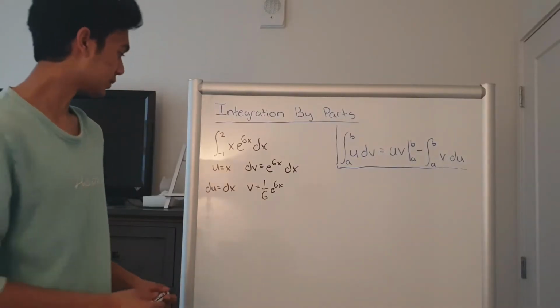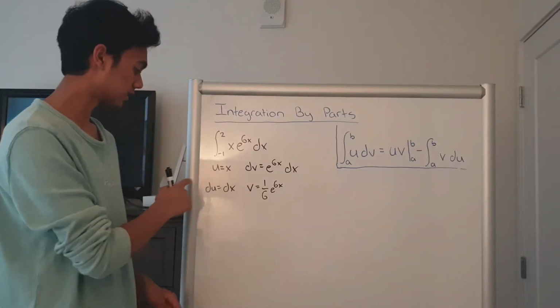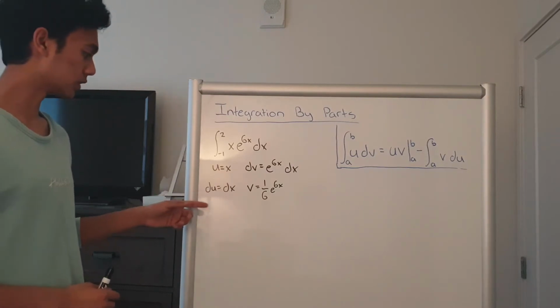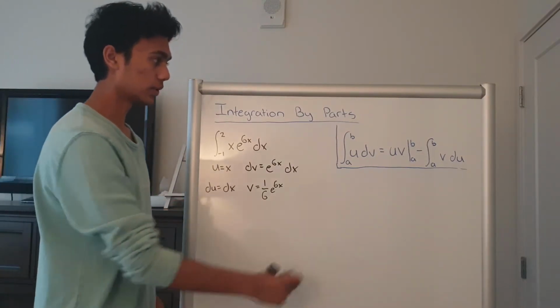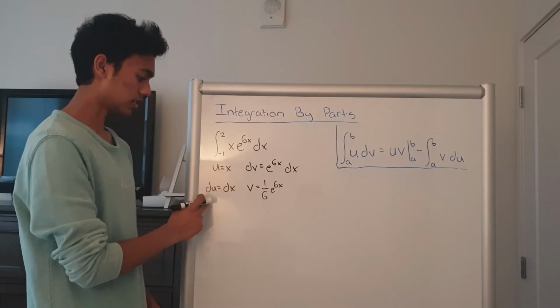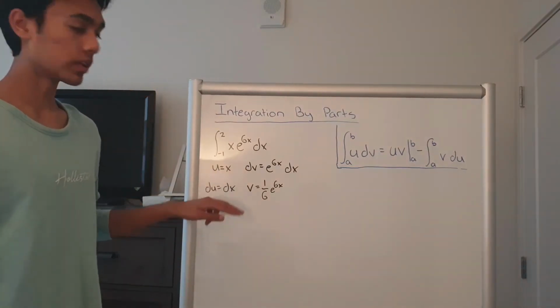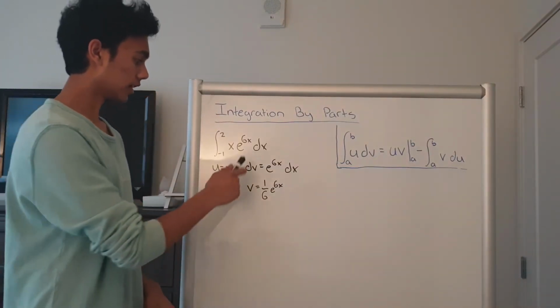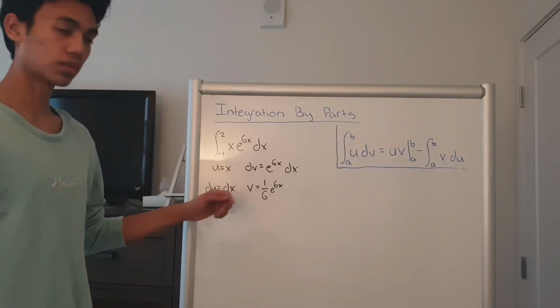So what we did here was we took the derivative of u with respect to x, and that would equal 1, but we multiplied the dx over to the other side, so we could just isolate du. And so then du would equal dx. And then what we did for dv was we integrated it, and we got v equals 1 over 6 e to the 6x.